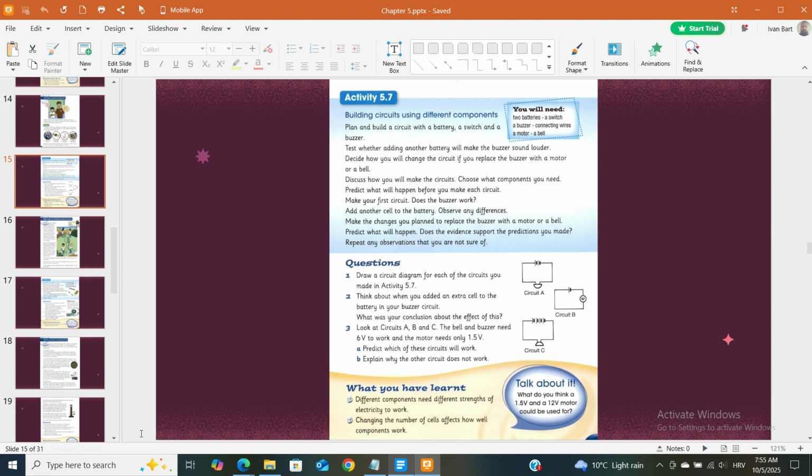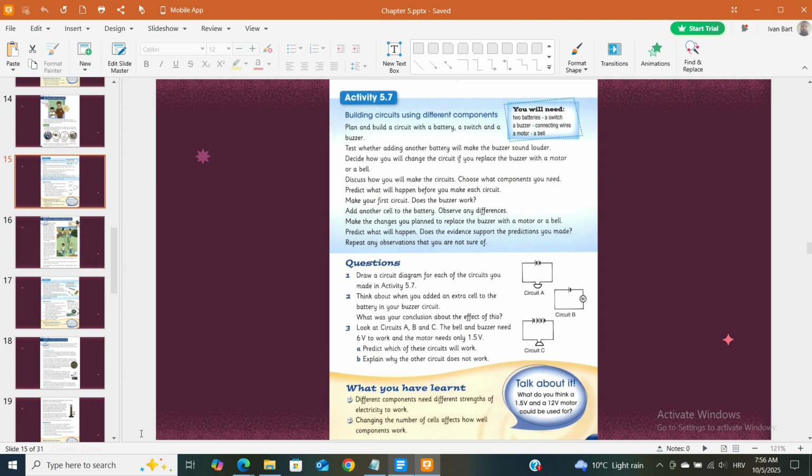Discuss how you will make the circuits. Choose what components you need. Predict what will happen before you make each circuit. Make your first circuit. Does the buzzer work? Add another cell to the battery. Observe any differences. Make the changes you plan to replace the buzzer with a motor or a bell. Predict what will happen. Does the evidence support the predictions you made? Repeat any observations that you are not sure of.